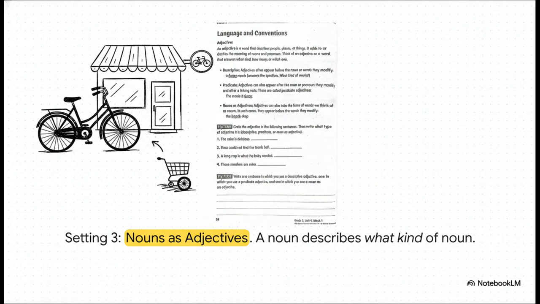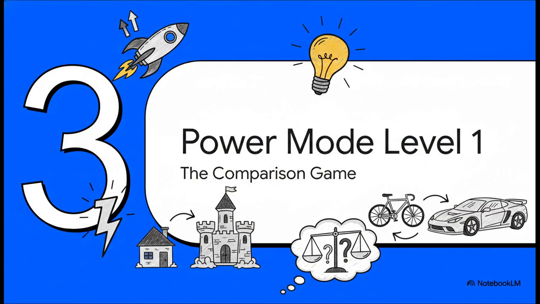And for our third setting, here's a pretty cool language hack you might not have thought about. Sometimes, a noun can actually pretend to be an adjective. Take the phrase, the bicycle shop. The main thing we're talking about is the shop, right? The word bicycle is just there to tell us what kind of shop it is. Pretty neat, huh? Okay, you've totally mastered the basics.